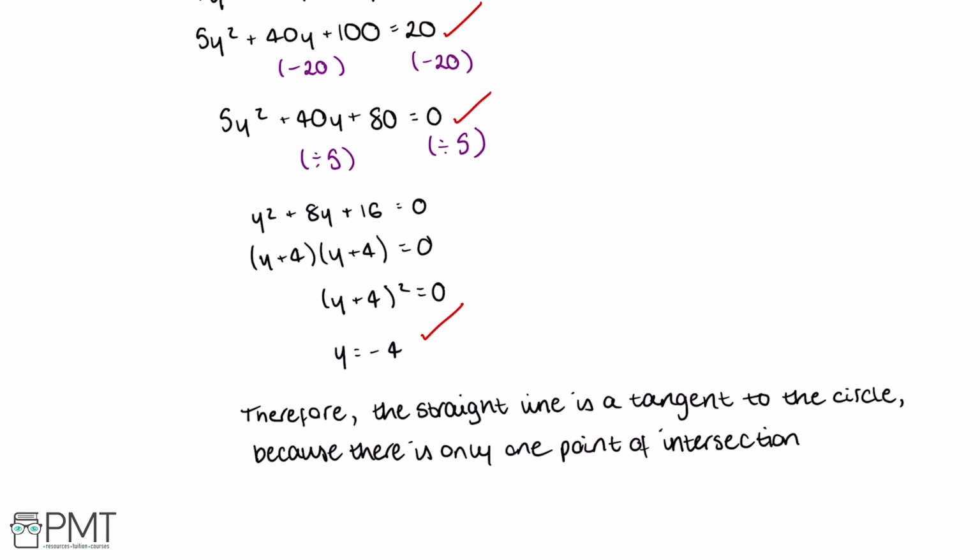And we'll get our fifth mark for stating that the reason that the straight line is a tangent to the circle is because there is only one point of intersection, along with the supporting evidence.